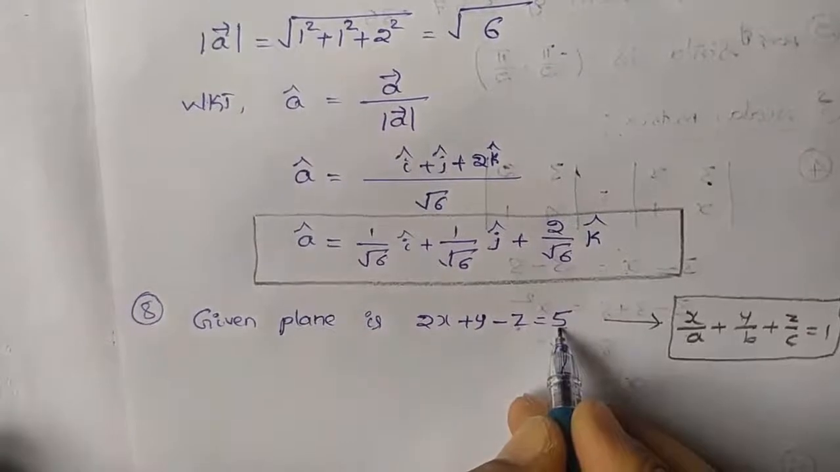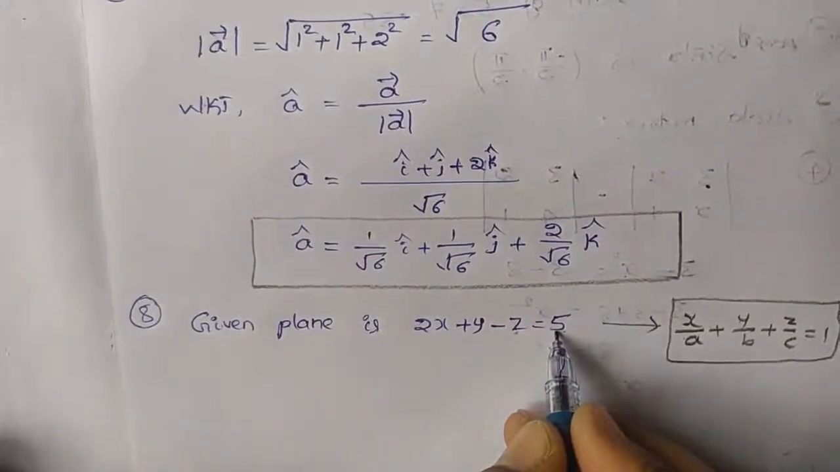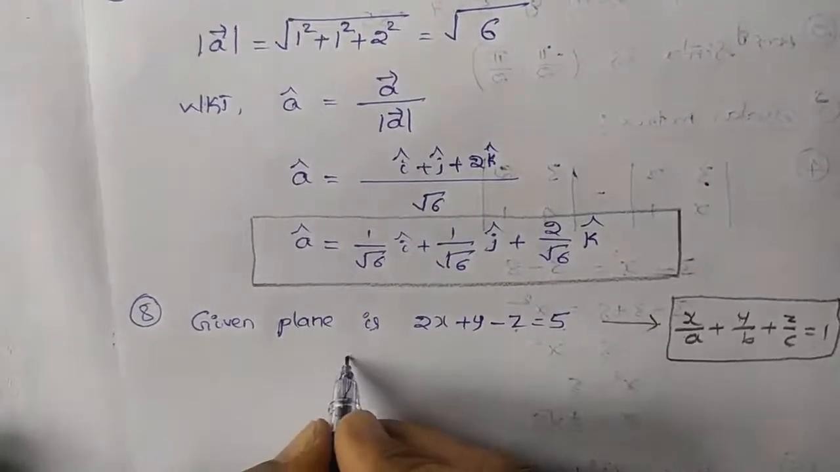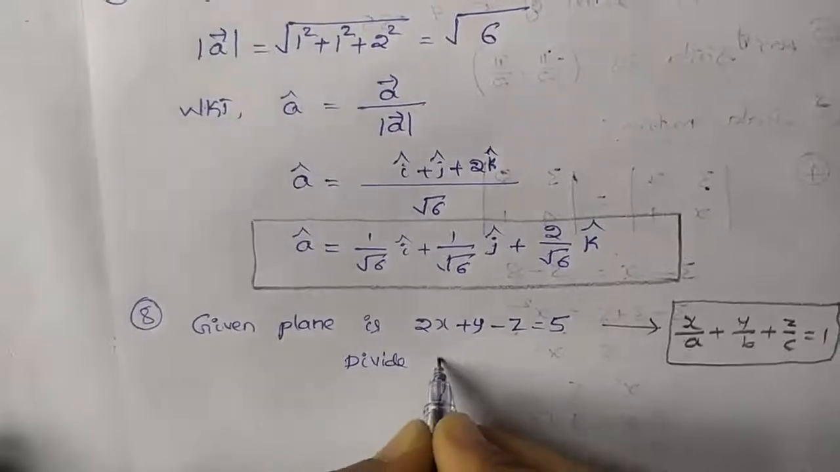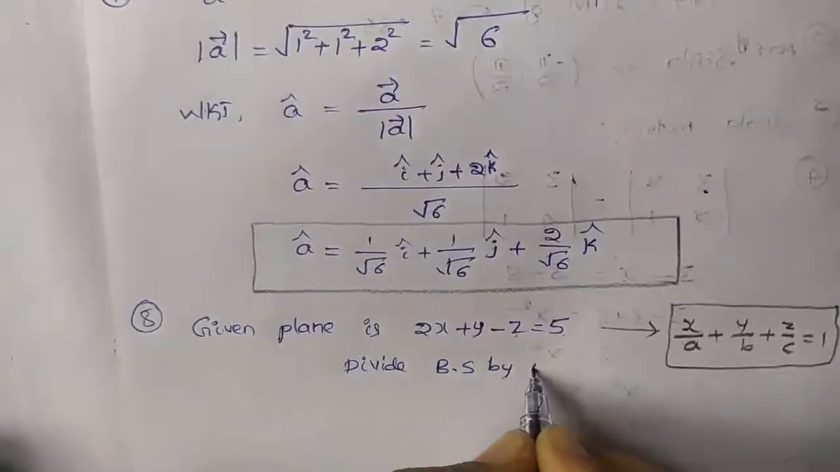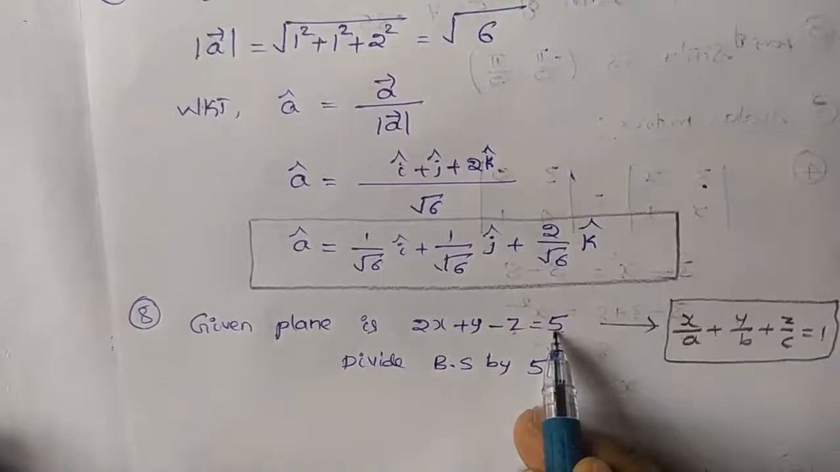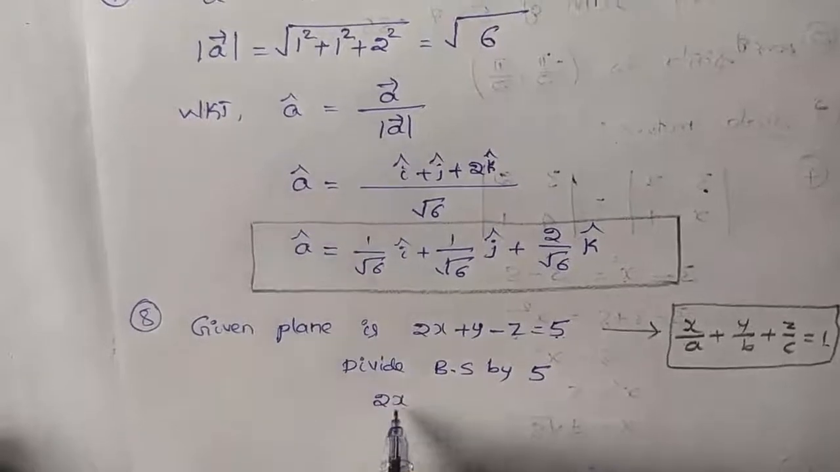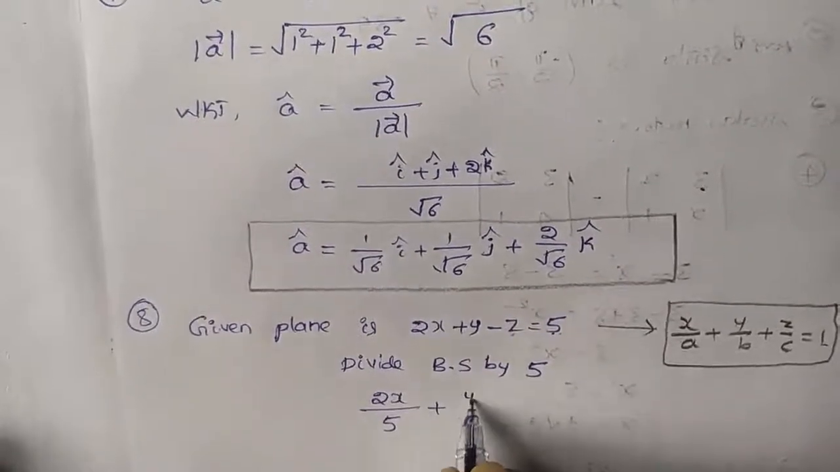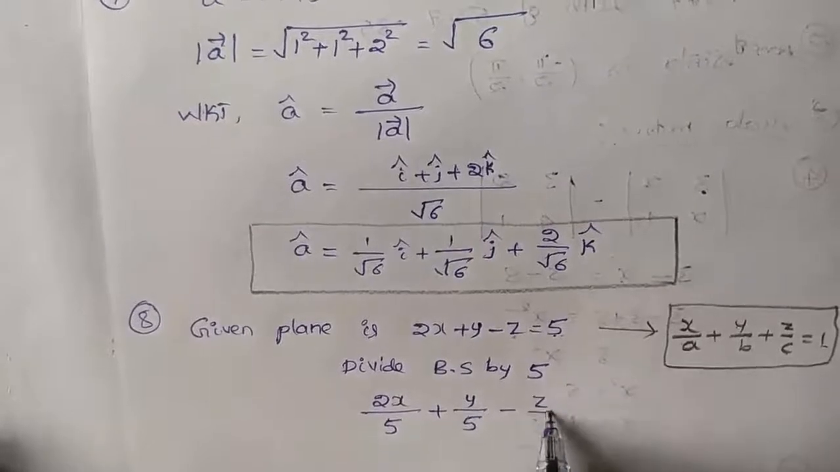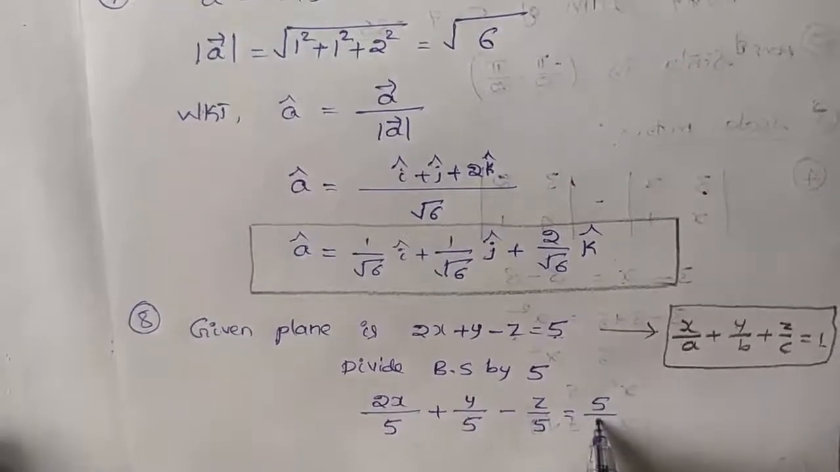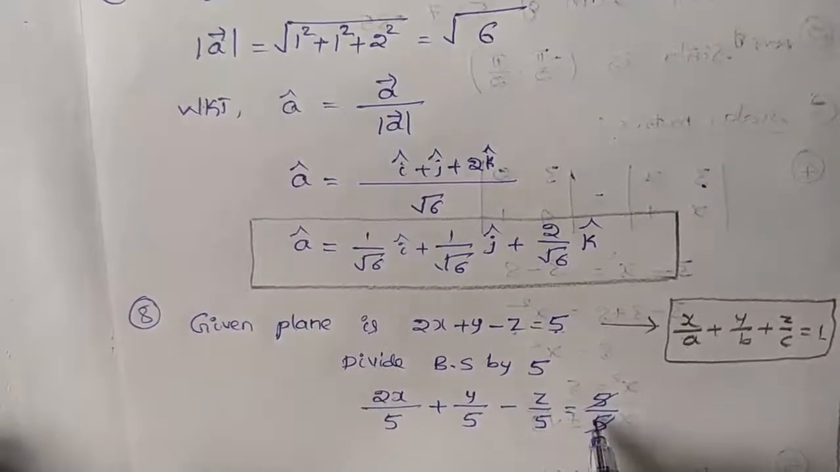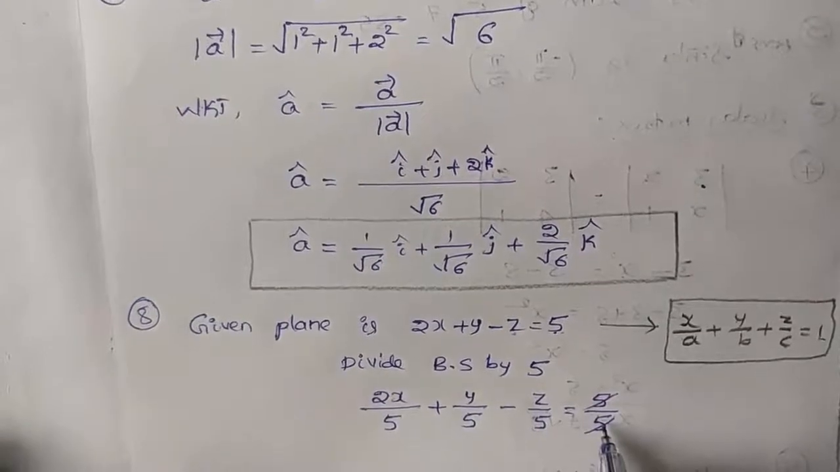In the right hand side we have 5. We have to make it 1. How to make 1? By dividing both the sides by 5. So let us divide both the sides by 5. Because we have to make it 1. In the right hand side we have 1 only. So let us divide by 5. 2x by 5 plus y divided by 5 minus z by 5 equals to 5 divided by 5. So 5 will get cancelled. We found right hand side is 1.